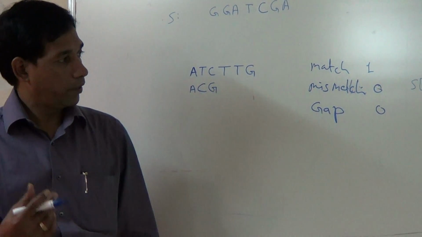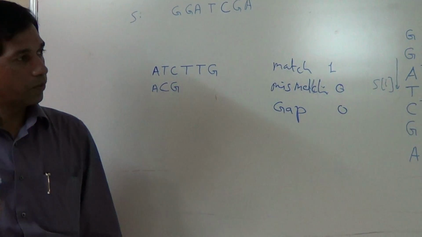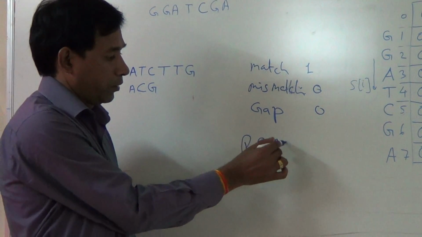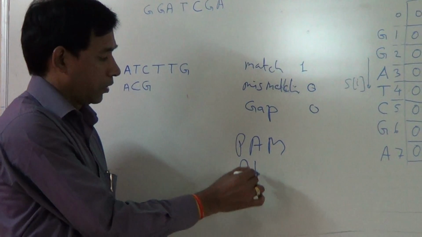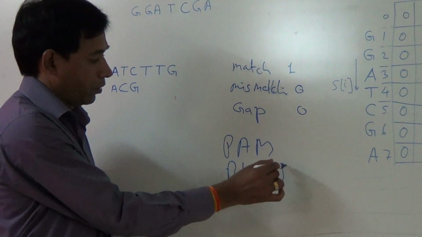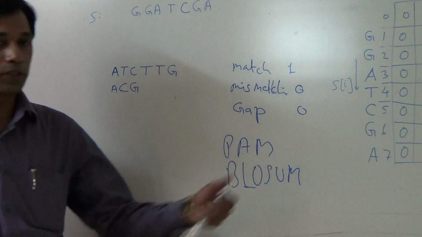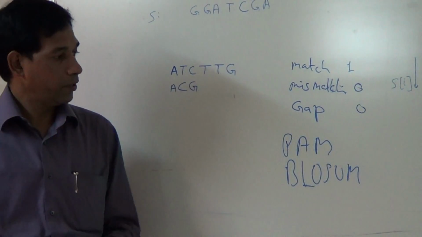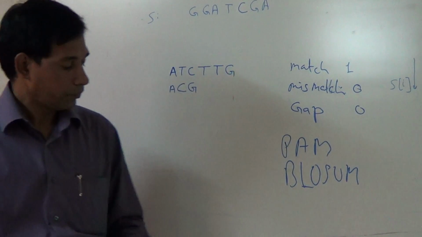Once we go for realistic alignment, we can use scoring matrices like PAM and BLOSUM. We can use these two scoring matrices for finding realistic alignments in the case of protein sequence alignment.